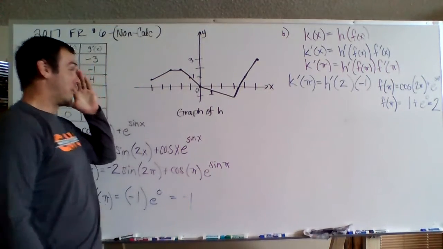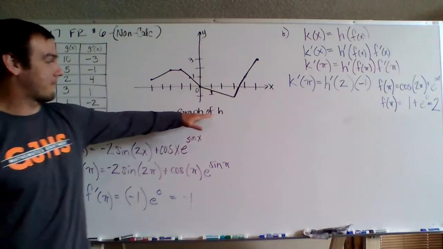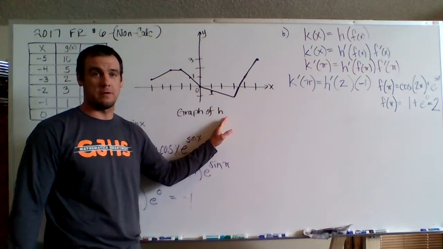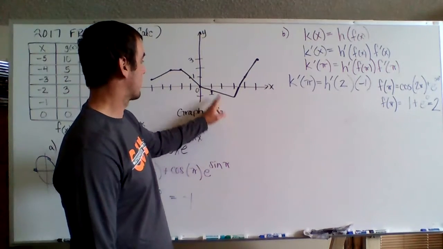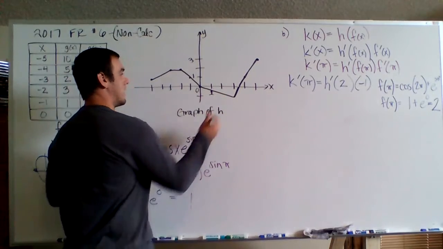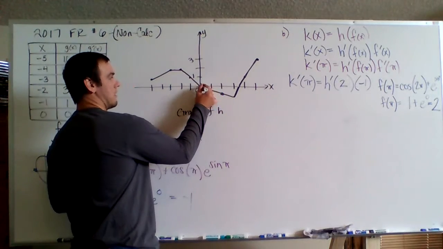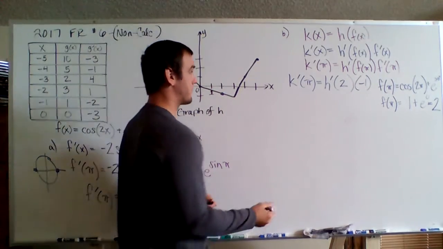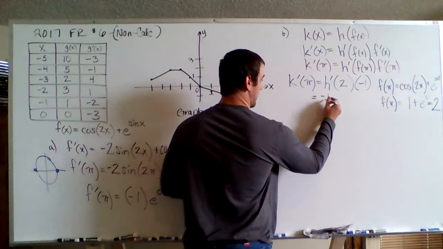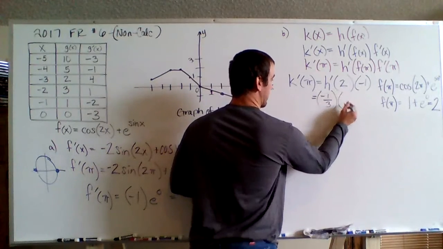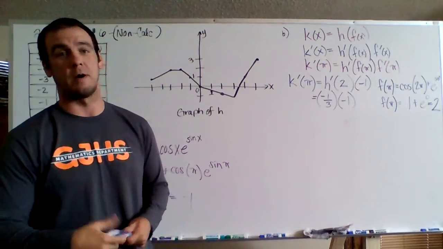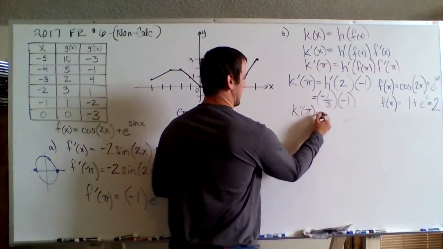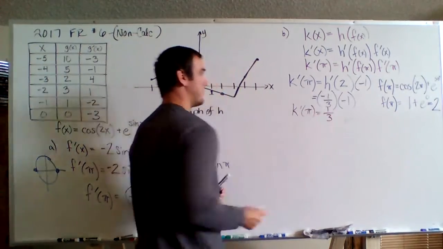So looking at all this, we have our graph of h here. So if we want h prime, isn't h prime going to be the slope of h? So I want to look here at 2. What is the slope at x equals 2? Well, I'm going down 1 over 3, so that's going to be a slope of -1/3. So this is going to be -1/3 times -1, and you could leave it like that, or you could just say it's going to be +1/3. So k prime of pi is going to equal +1 over 3. That's good stuff right there.